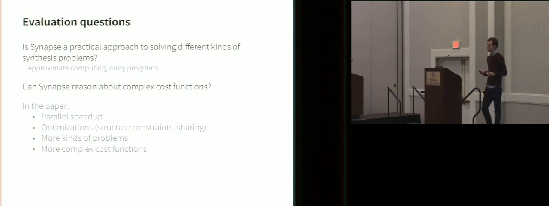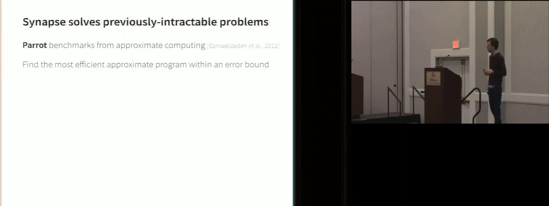So first, I want to show you a set of benchmarks called Parrot. The Parrot benchmarks are from approximate computing, which is a field of research in computer architecture. And here the idea is to take as input a reference program, and then to automatically generate an approximation of that program that's no more than some bound wrong. So for example, find another program that's no more than 10% incorrect. Hopefully that program is more efficient.